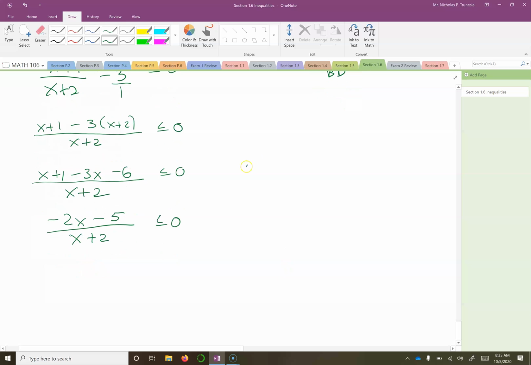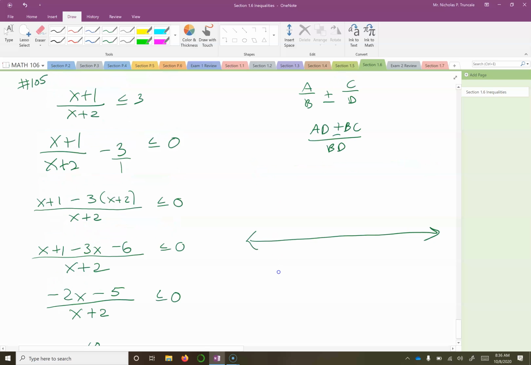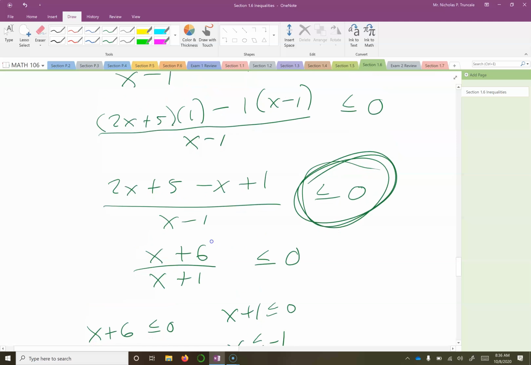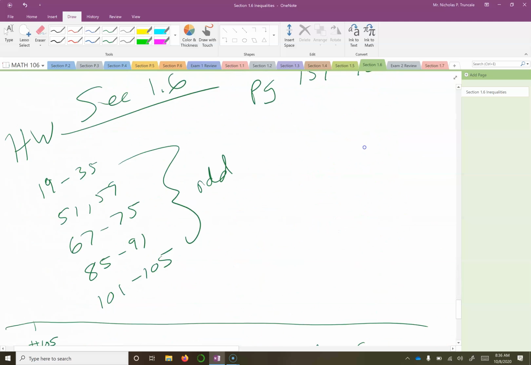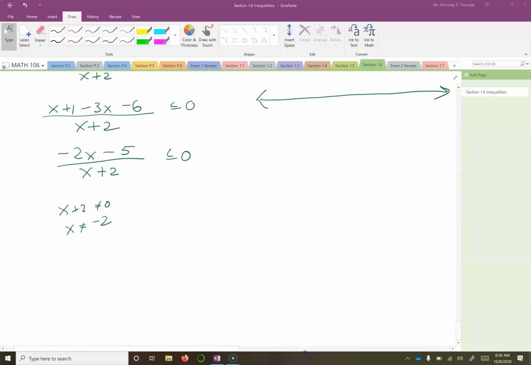So I'll put the number line up here. We can't have the fraction be undefined, so that means x plus 2 cannot be equal to 0. So x can't be equal to negative 2. So negative 2 is going to show up on our number line. And then also for the numerator, what are we going to do with that? If we go back to our example, that's the thing that has to be less than or equal to 0. So we have negative 2x minus 5 less than or equal to 0.